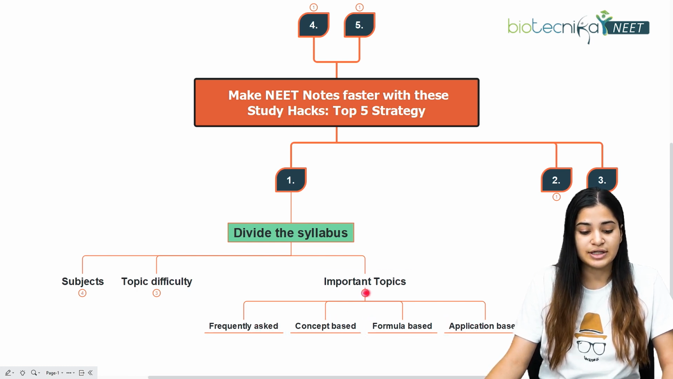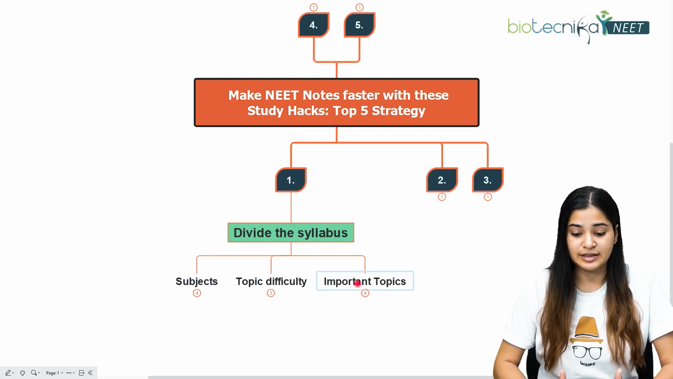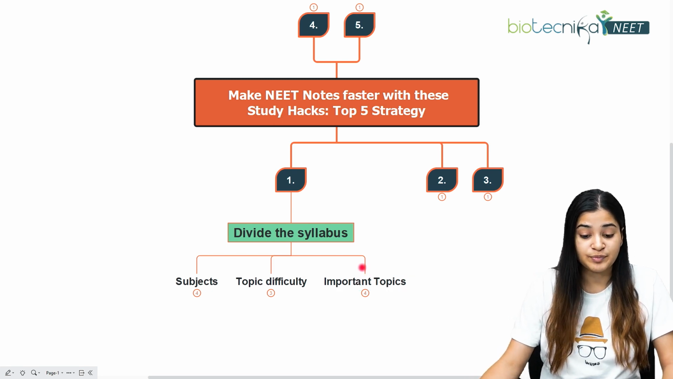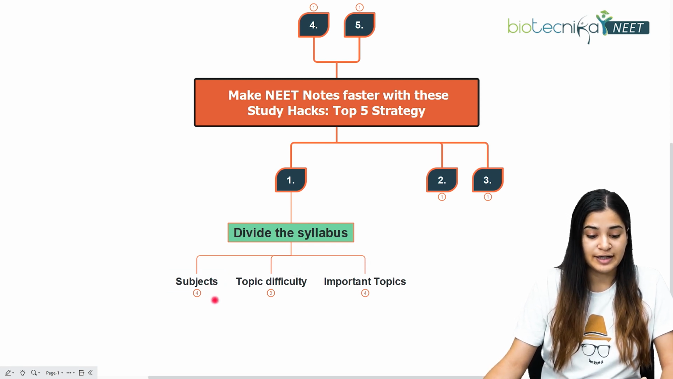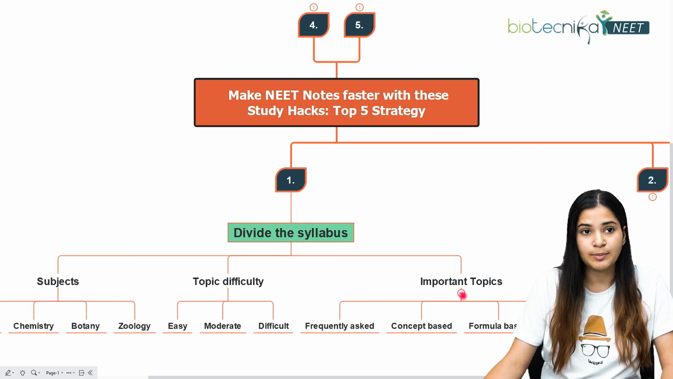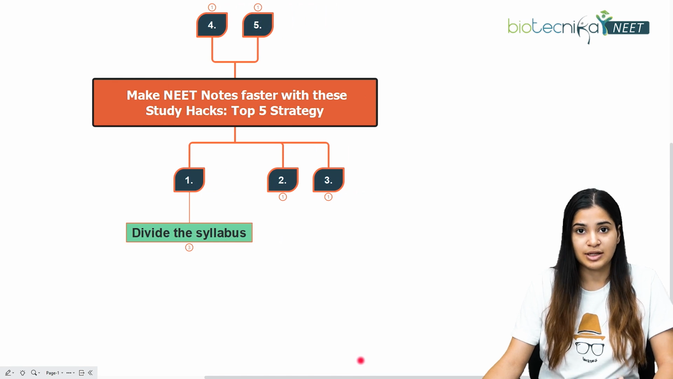Okay, so now we are done with 3 parts: subjects, topic difficulty and important topics, and accordingly you should divide the syllabus so that you have a clear-cut reason of how you can approach your NEET notes preparation. All right guys, now we have divided the syllabus: you have divided the subjects, the topic difficulty, and subdivided the important topics. Now sit with a plan. You have a plan already.